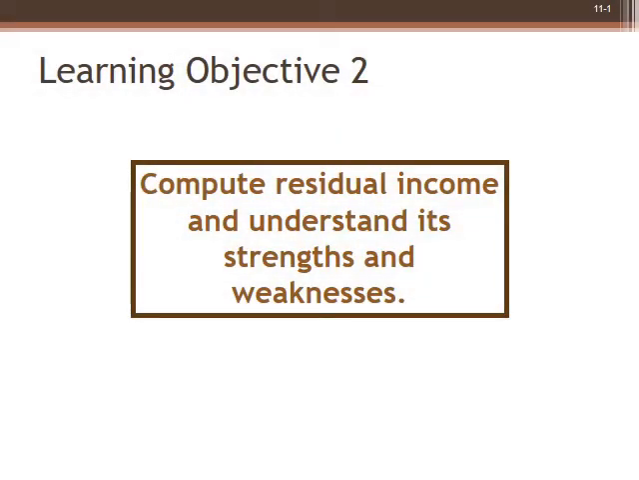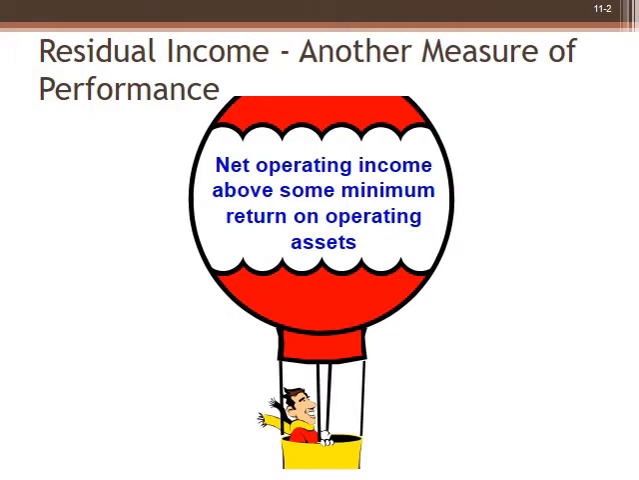So our learning objective 2 is to compute residual income and understand its strengths and weaknesses. Some call it residual and some call it residual, so both are correct. Residual income is the net operating income that an investment center earns above some minimum return on the assets.